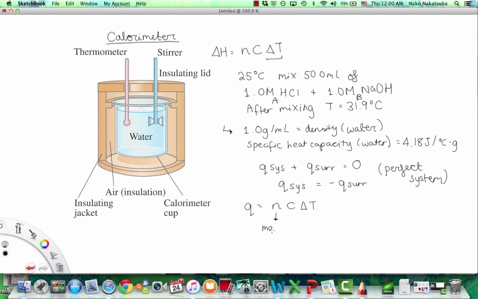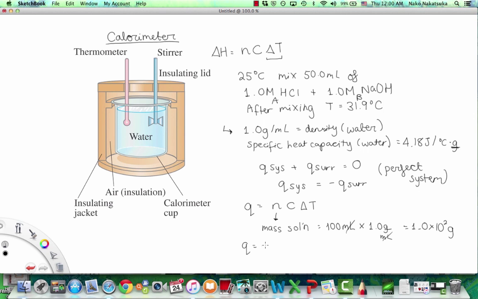So the mass of the solution is 100 milliliters, since we have 50 milliliters of HCl and 50 milliliters of NaOH, multiplied by the density of water. The milliliters cancel out, and you end up with 1.0 times 10 squared grams. And since in this case the specific heat capacity of water has the unit of grams, we can just use this number without even converting it to moles.